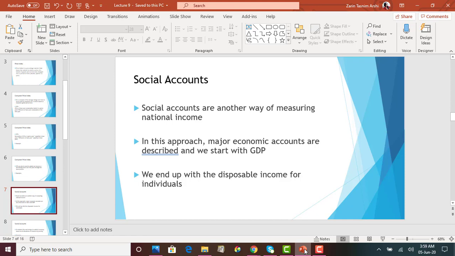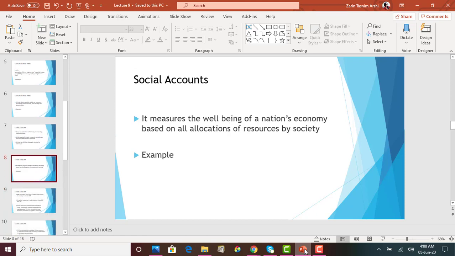In this approach, the major economic accounts are described. We use major economic accounts, and we usually start with the GDP. At the very top we will have GDP, and then we make several calculations, and the final number that we end up with is called the disposable income for individuals. The social account basically measures the well-being of a nation's economy based on the allocation of resources by society.